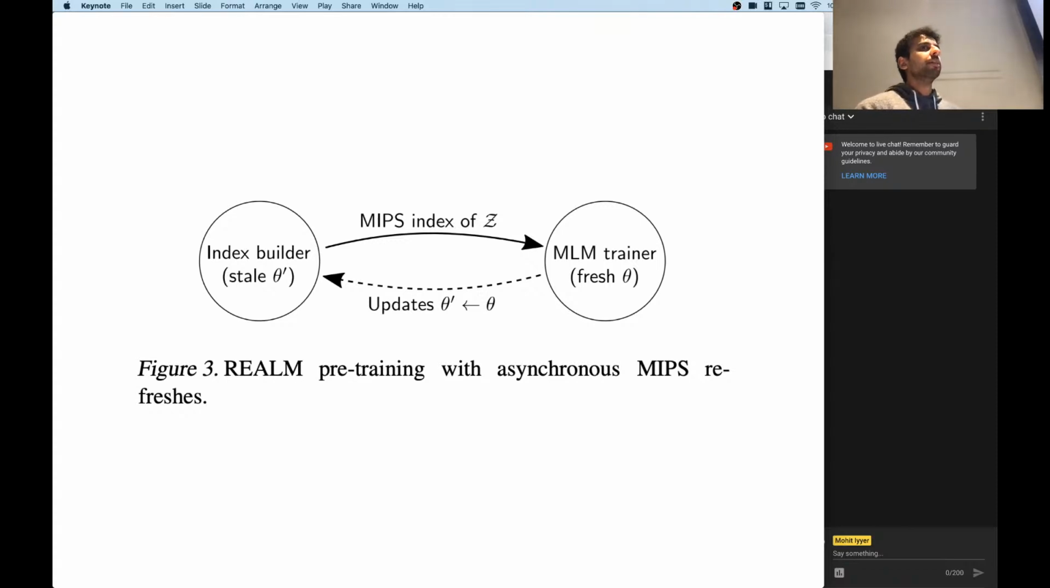Although you can make arguments that, at test time, you have to query over this huge scale data store. In Retro, that doesn't happen every token, though. I think it happens every few tokens or something like that to minimize the cost. But the language model itself, excluding the external data store, is much smaller. So yeah, that's a good point, though.